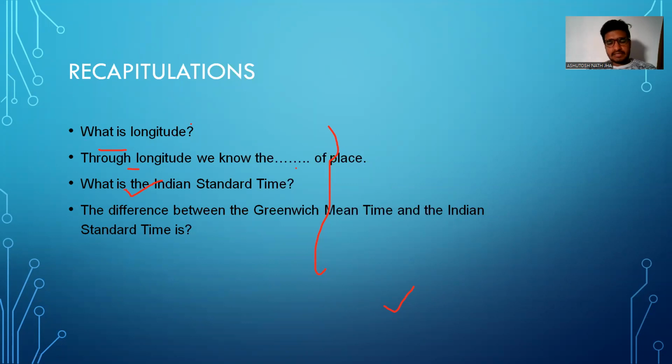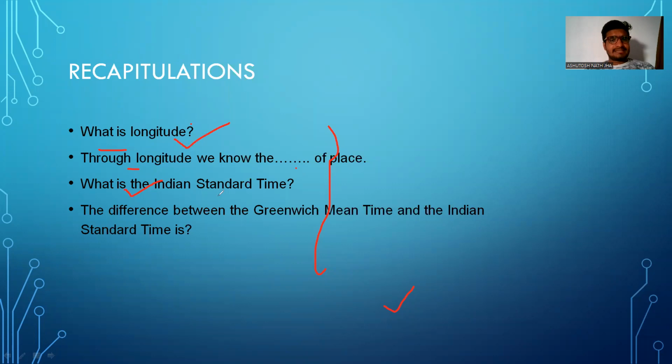What do you understand from longitude? Yes, students. Longitude is a geographical coordinate that specifies the east-west position of a point on the earth's surface, or on the surface of a celestial body. Okay, very good, student. My second question is: through longitude we know the time of a place.